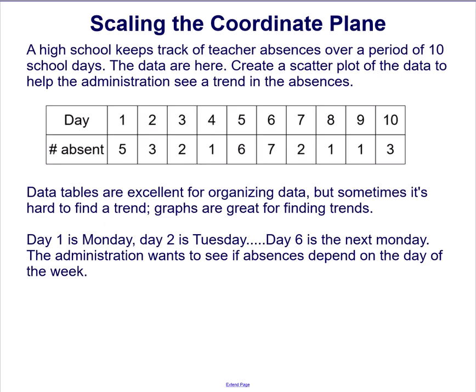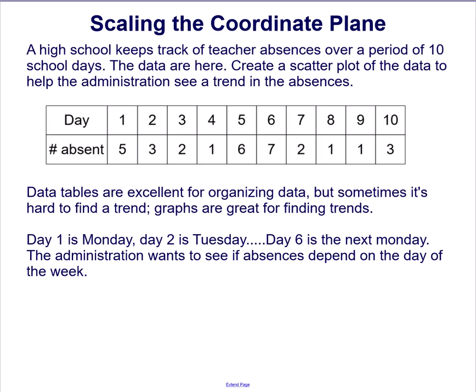Data tables are excellent for organizing data, but sometimes it's hard to find a trend. Graphs are great for finding trends. So a couple key points of clarification. A school week is 5 days long, so day 1 will be Monday, day 2 is Tuesday, day 5 is Friday. You skip the weekend, so day 6 will be the next Monday.